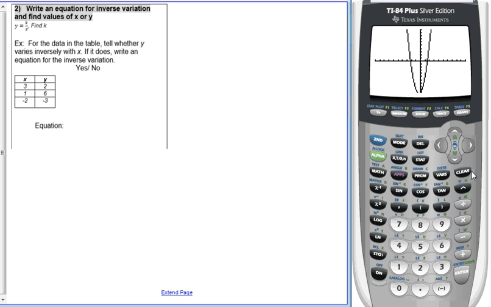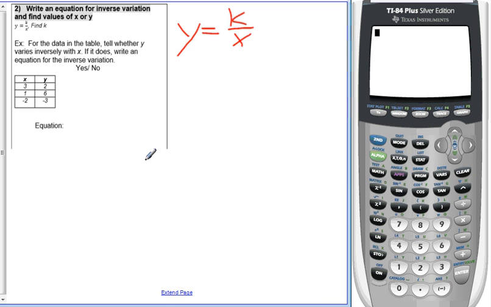Next part of inverse variation is writing an equation and then finding values of x or y. So again, everything with inverse variation is this, y equals k over x. So my first step for this problem: for the data in the table, tell whether y varies inversely with x.